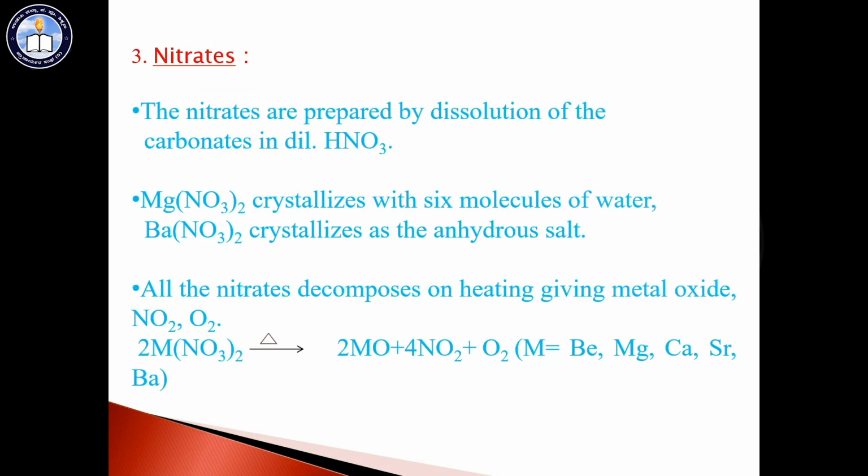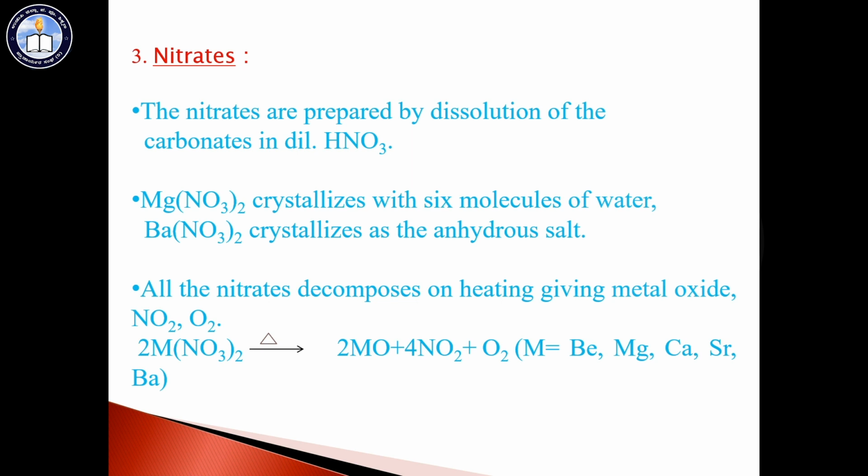Next characteristic is nitrates. The nitrates are prepared by dissolution of the carbonates in dilute HNO3. Magnesium nitrate crystallizes with 6 molecules of water. Barium nitrate crystallizes as the anhydrous salt. All the nitrates decompose on heating, giving metal oxide, nitrogen dioxide and O2.